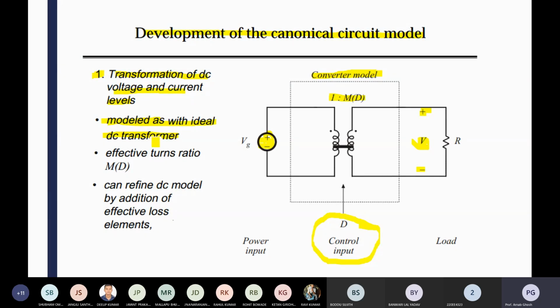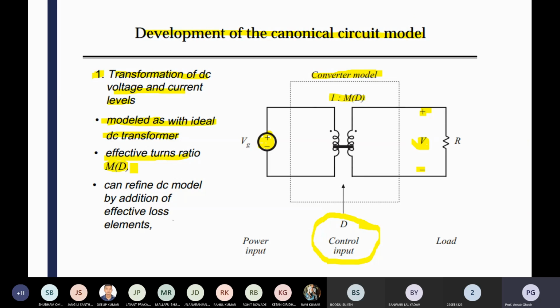The effective turns ratio will be defined as per the function for each converter. For the buck converter, you know the concept, it is 1 is to D. In the boost converter it is 1 is to 1 minus D. For the buck-boost converter it is D is to 1 minus D. That is the formula you should follow.